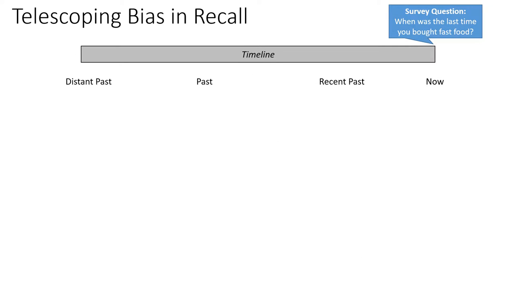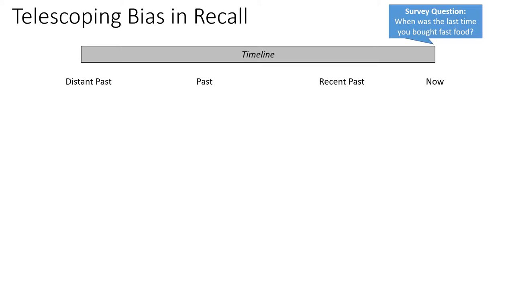Earlier I mentioned that there's often bias in people's ability to recall when something actually occurred. Let me illustrate one of those biases that has been demonstrated by a number of different studies. It's called the telescoping bias. So let's take a look at this timeline here. For our purposes, all we need to imagine is that here on the far right side, this is now, and on the far left side, this is the distant past. We don't need an exact number of days to illustrate the point.